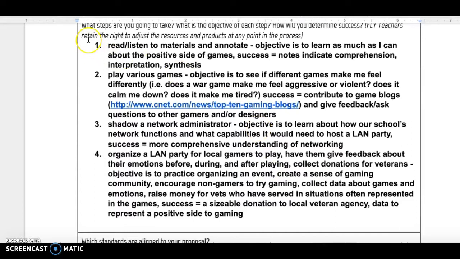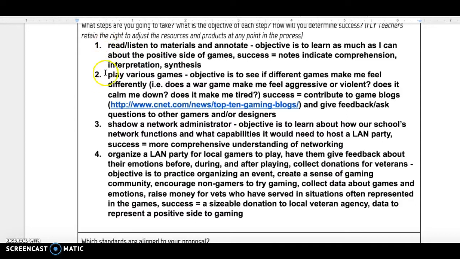So Clark is going to read and listen to materials and annotate, which means take notes. His objective is simply to learn as much as he can about the positive side of games. And he'll know he's successful when his notes indicate comprehension, interpretation, and synthesis. So not only does he understand each article on its own, but he can kind of insert himself and what does he have to say about what's written in these articles, but he can also put them together, have the articles and videos talk to each other and come up with something more cohesive.